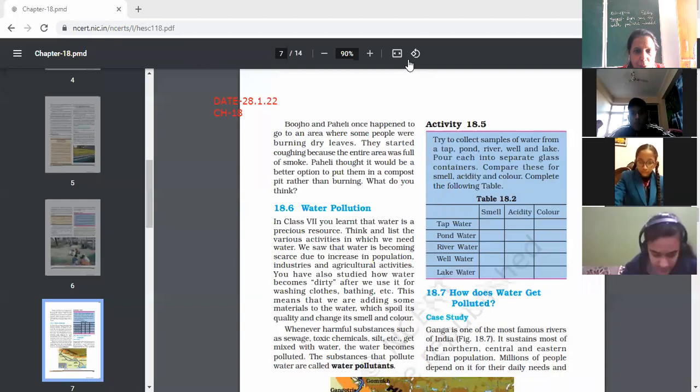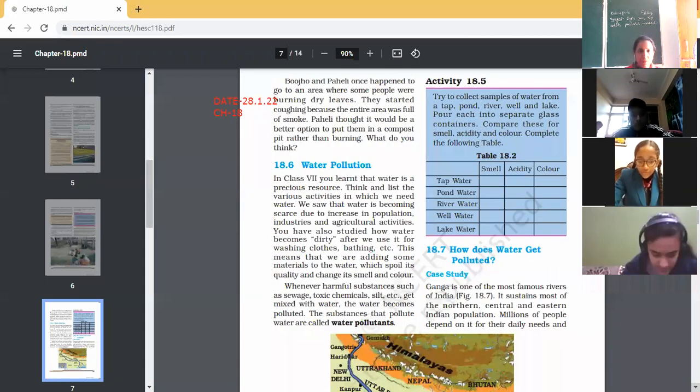Okay, Geet, continue with it. Water pollution, start reading. Water pollution. In class 7th, you learned that water is a precious resource. Think and list the various activities in which we need water.